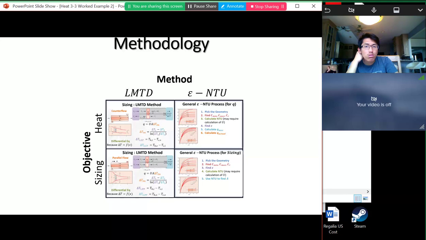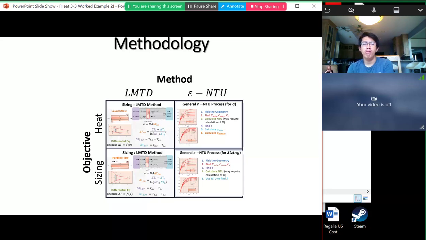When you do these heat exchanger problems, I suggest you start off by thinking about a 2x2 matrix that looks like this. On the vertical side of our matrix, we have the objective. For these heat exchanger problems, we're either trying to find how big the heat exchanger needs to be or how much heat the heat exchanger transfers. And on the horizontal side of my 2x2 matrix, I need to figure out what the method is. I can use the log mean temperature difference method, or I can use the effectiveness-NTU method.